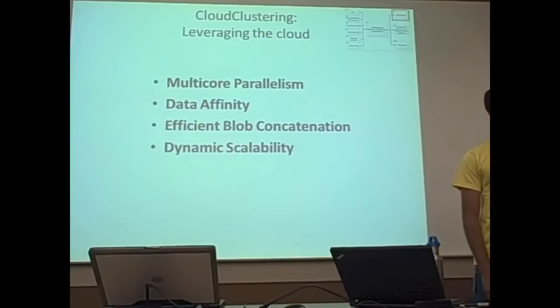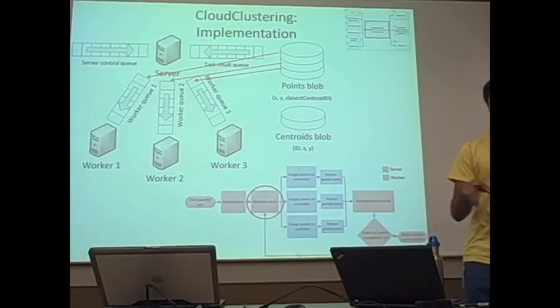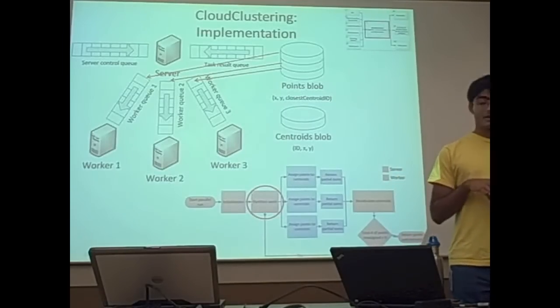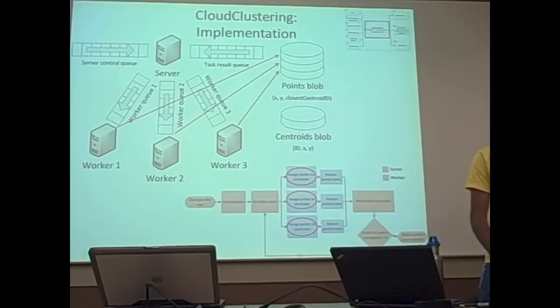Workers never read from the centroid blob at all. Actually, they do. I didn't put an arrow there, but they do for the assign points to centroid step. The workers need to read from that central list of centroids and figure out for each point what the closest center is.